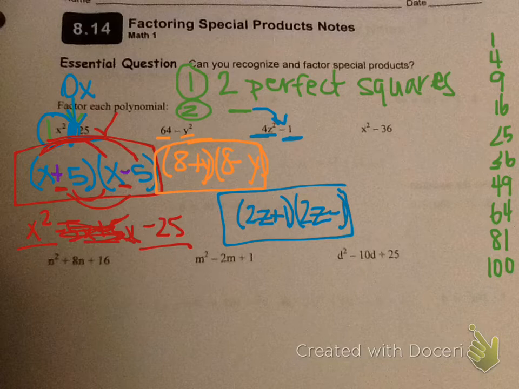And then for the last one, we have a 1, which is a perfect square, a 36, which is a perfect square, and a minus sign in between. So here we have x times x, and then 6 times 6, 1 plus 1 minus to get the middle term of x's to cancel out.